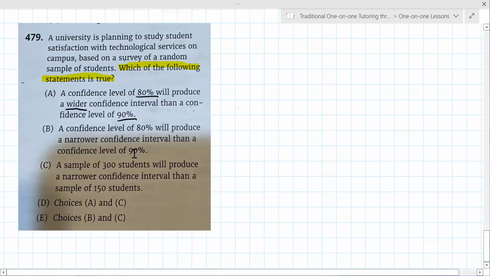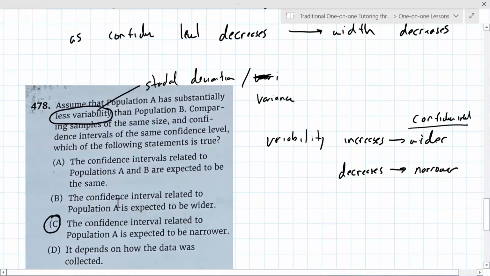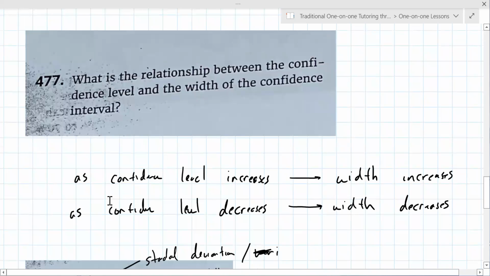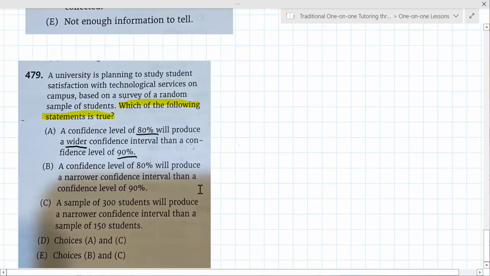So go back in your notes and look at 477. It's related to 477 if you've got them down. Then I don't think it's true because the 90% would be bigger because both increase. That's right. So letter B is the one where it tells it to you correctly.